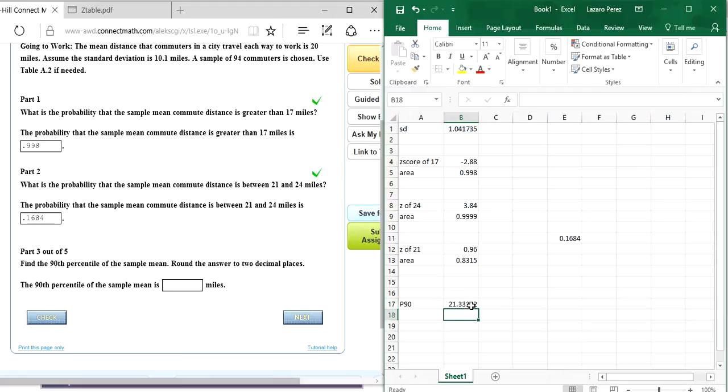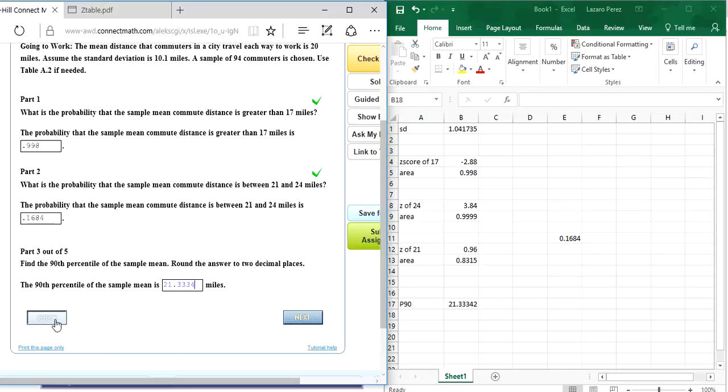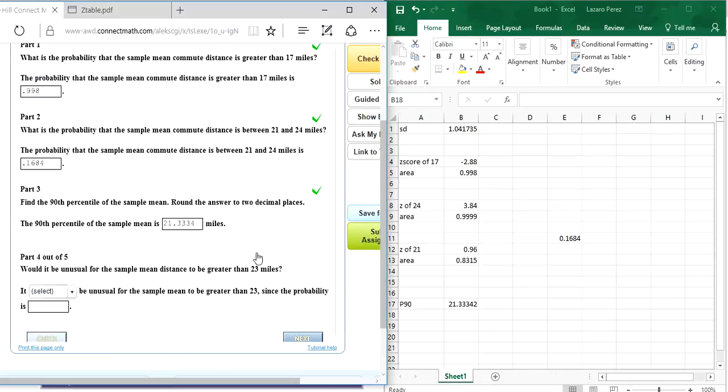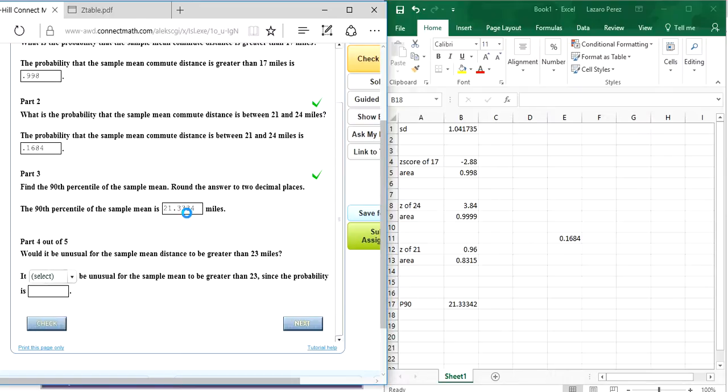Alright, so now we have our x value. It's 21.3334. Oh, this would be wrong. It said round to 2 decimals. Usually if you don't round to decimals, they say it'll be wrong, but they still gave it right. So technically it's supposed to be 21.33, but they still gave it right. So just be aware of that.